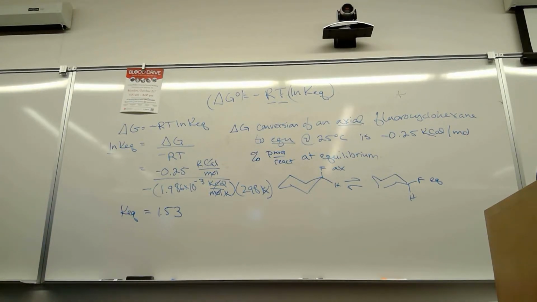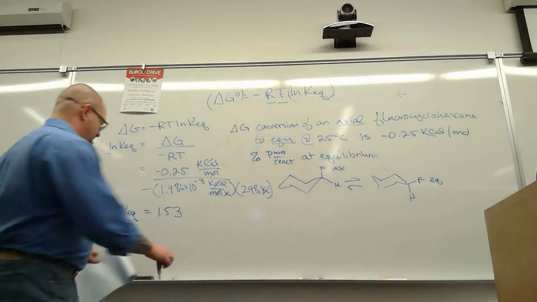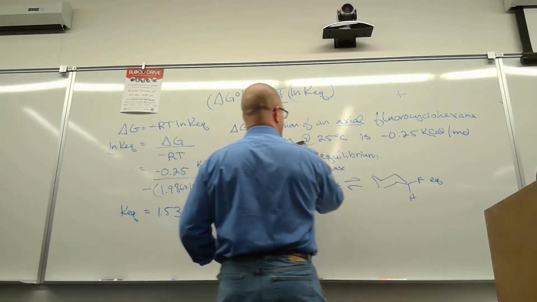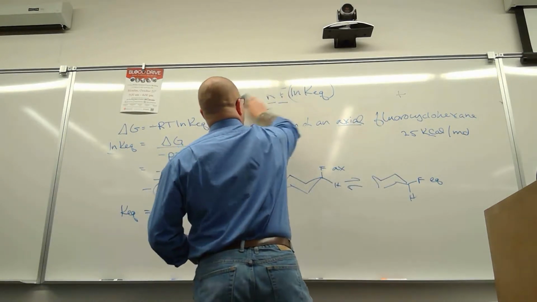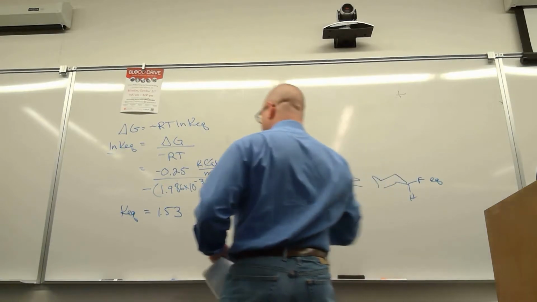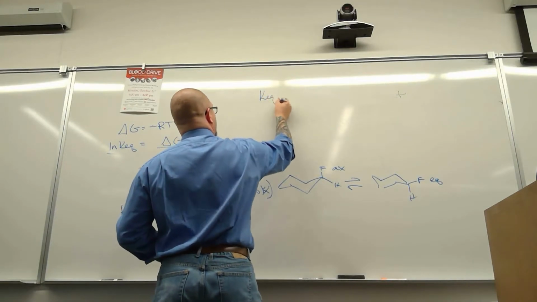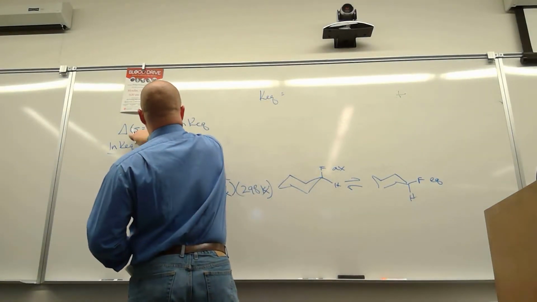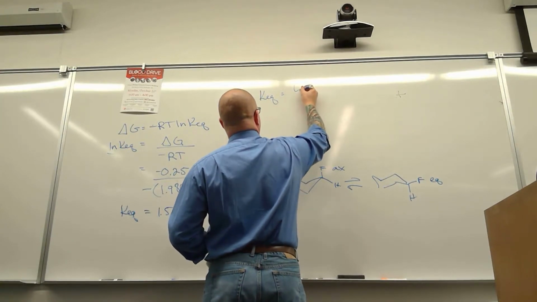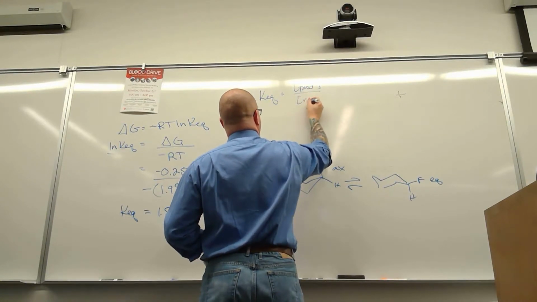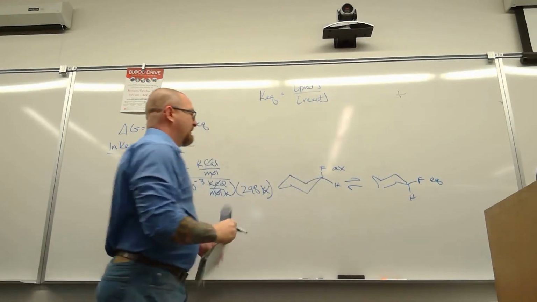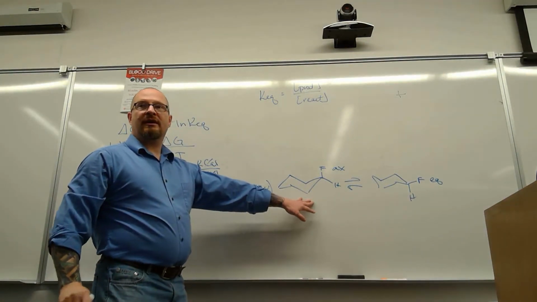Divide 1.53 by 2.53. Yes, why? Because for every one molecule of reactant, you have 1.53 molecules of product, so you add them together and then just divide by the product. And for those of you who don't know what he just said, remember that K_eq not only equals delta G, it equals basically the concentration of your product over the concentration of your reactant. In this case, that's what we're looking at.